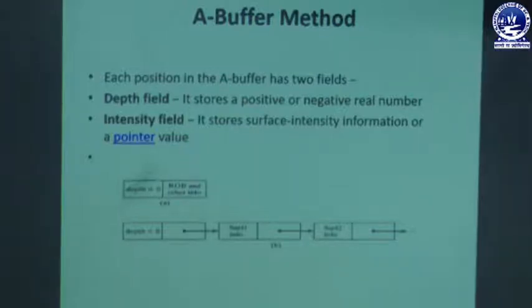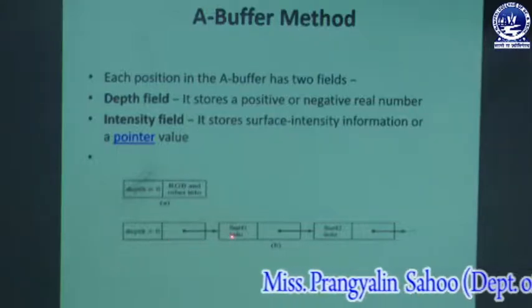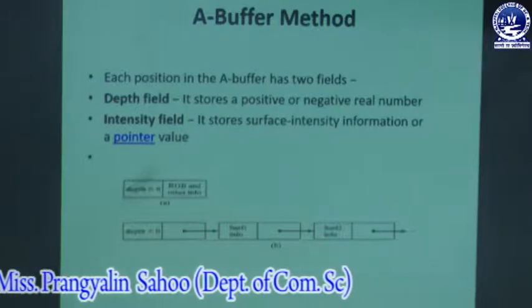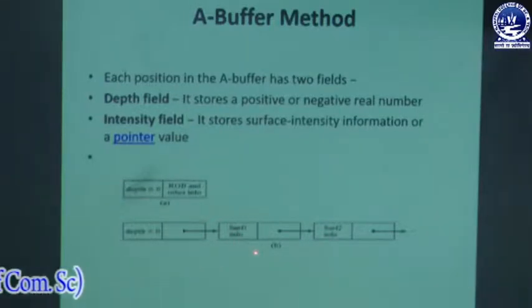Now let us check how this is executed. If the depth value is greater than or equal to 0, the number stored at that position is the depth of a single surface overlapping the corresponding pixel area, and the intensity field then stores the RGB components of the surface color at that point and the percent of pixel coverage. But if the depth value is less than 0, it indicates multiple surface contributions to the pixel intensity. Then the intensity field stores a pointer to a linked list of surface data.